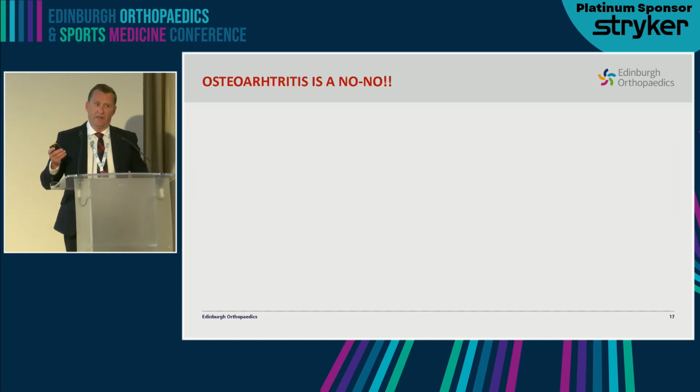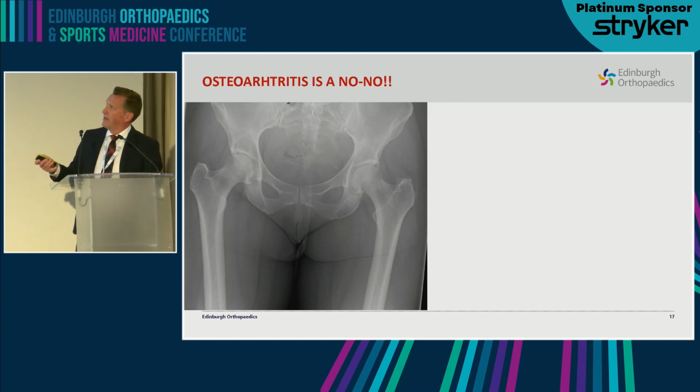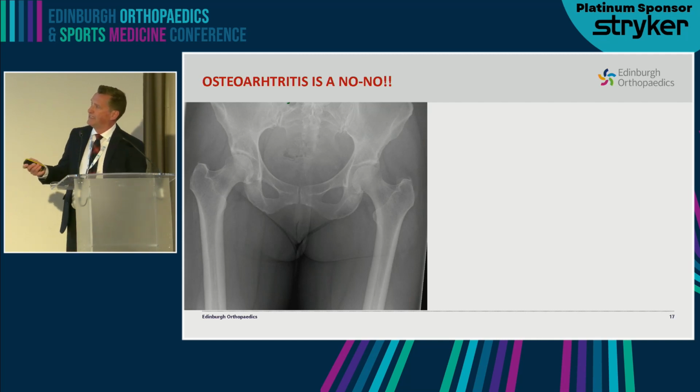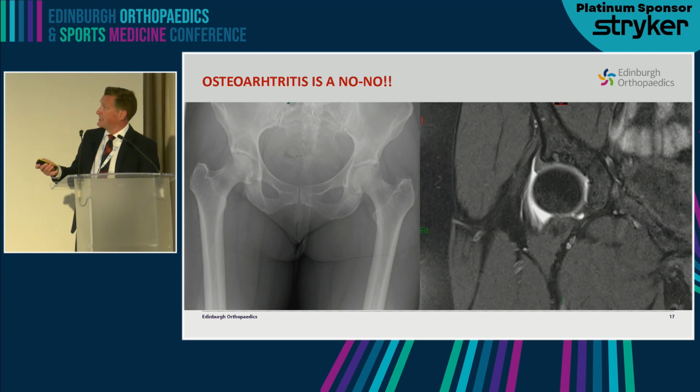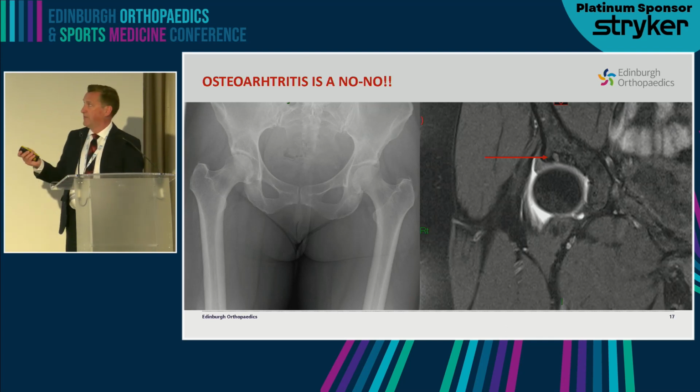So just to illustrate a point here, I would say that osteoarthritis is a no-no for hip arthroscopy. Now, can anybody see anything on this x-ray? It's the right hip that's sore. No, nothing really to see here. It doesn't look too bad. Good joint space. But you get an MRI scan, and the patient's got this little row of subchondral cysts right in the weight-bearing area of the acetabulum. And no arthroscopic procedure with the best will in the world can make that better.